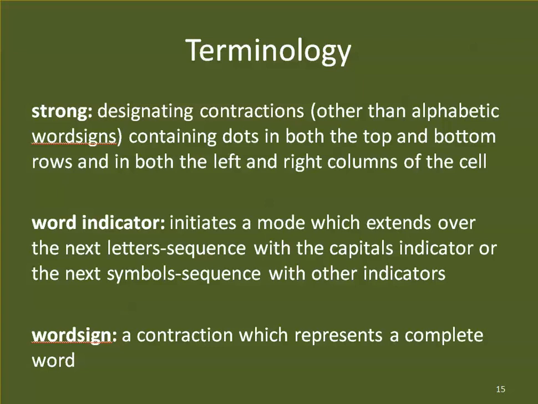Strong is a new concept in UEB. We'll talk about that later. It means that there are dots in both the top and bottom parts of the cell and the left and right parts of the cell all at the same time. So all 4 sides of the cell will have at least 1 dot raised to make it strong. We're not talking about alphabetic word signs at that point, though. So if we're talking about the letter T, that does have dots on the upper, lower, left and right hand parts of the cell, but it's not considered a strong contraction because it's one of those alphabetic word contractions like but, can, do.